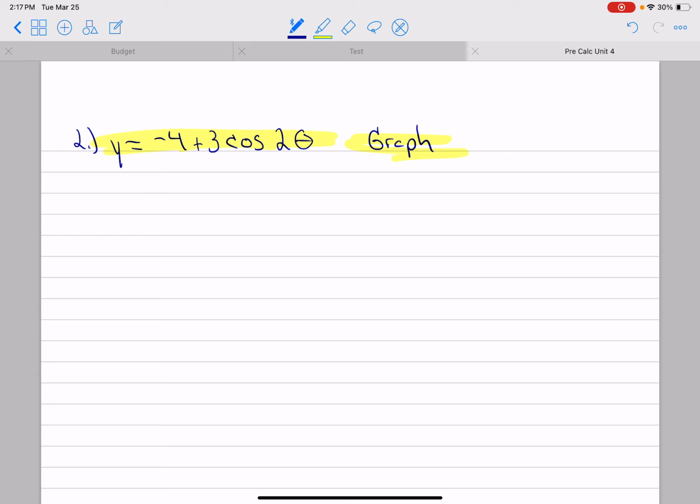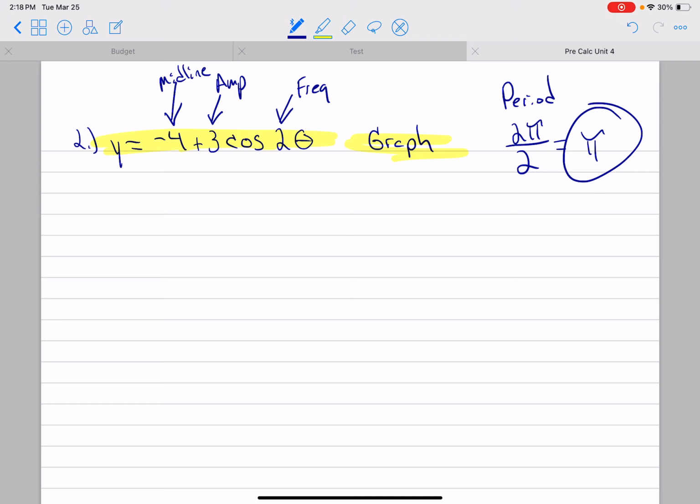Okay, so you should know that this is the spot for the frequency. You should know that this is the spot for the amplitude. And you should know that this tells me where the midline is. Okay? So, let's see. Can I draw a graph of this? Oh, I need to figure out my period. So my period is 2 pi divided by 2, because you take 2 pi divided by the frequency. So my period for this one is pi.